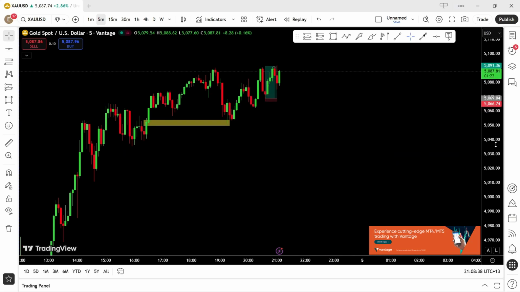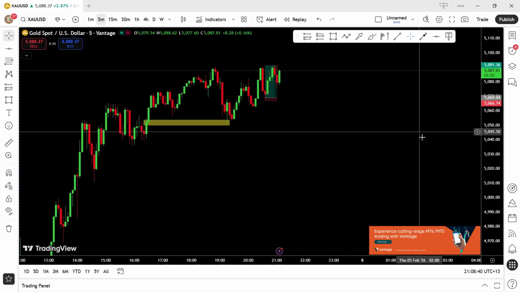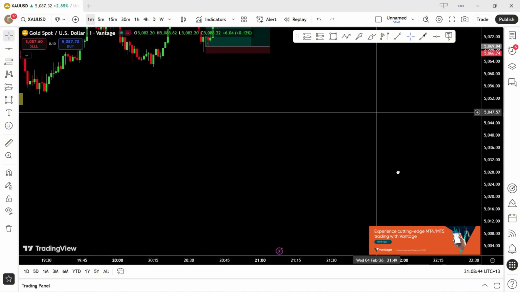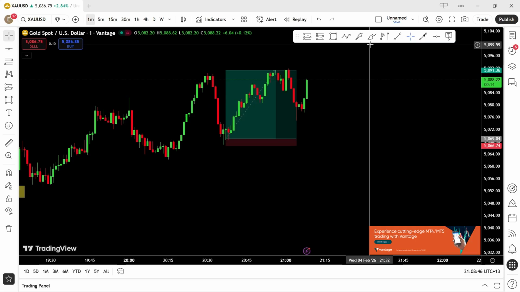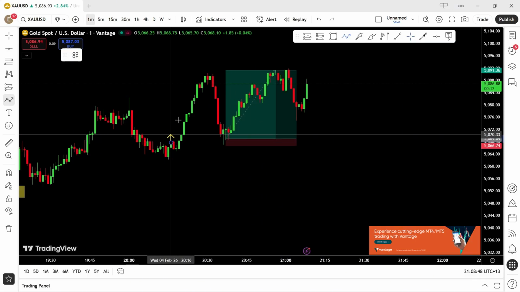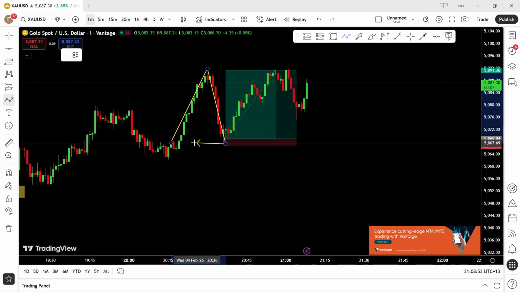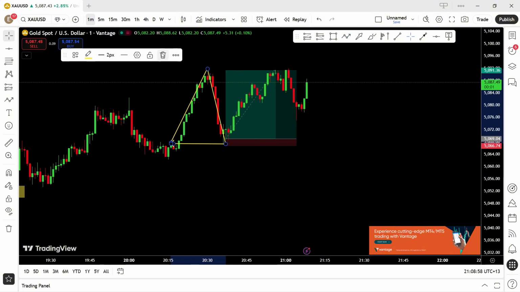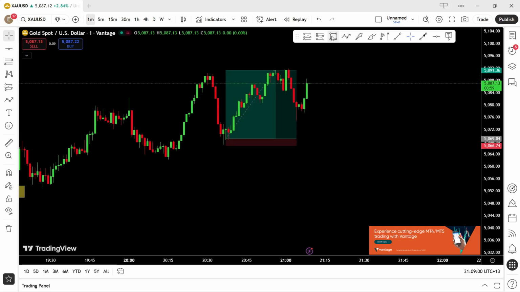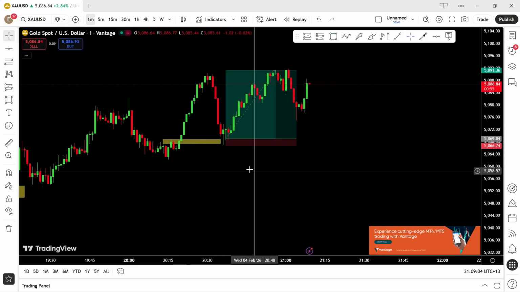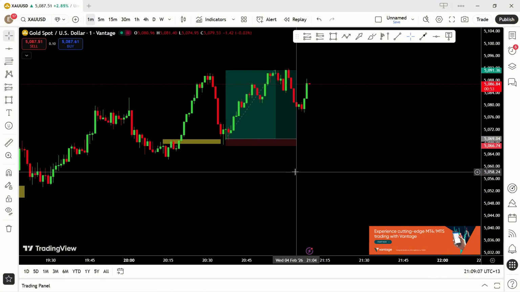I prefer to look at 15 minute order blocks for reactions off them, but this one was on the 1 minute. So if we look over here, we can see price made a big push up, then it pulled back, and it basically reacted to this old order block over here. If we put a rectangle across over here, we could see price struggle to break through this order block.